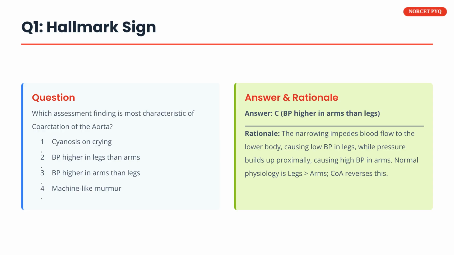Question 1. Which assessment finding is most characteristic of coarctation of the aorta? The answer is C. BP higher in arms than legs. This reflects the pressure difference caused by the aortic narrowing.